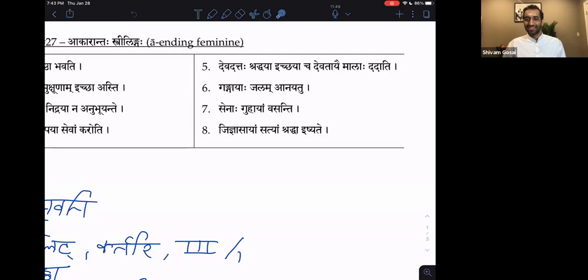So Devadatta gives the mala. Devadatta gives the mala to the Devata with what? Shraddaya Ichchaya. Or because of what? Shraddaya Ichchaya. Could be either, right? So let's say Heto Tritiya, with Shraddha and with a desire. Or because of Shraddha, because of a desire. That might be the reason why Devadatta is giving the mala.